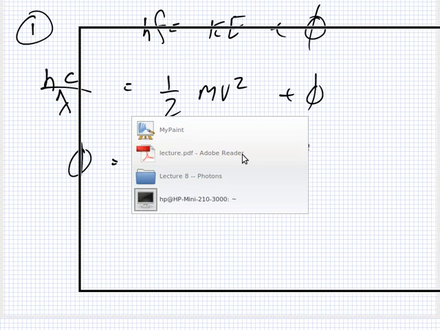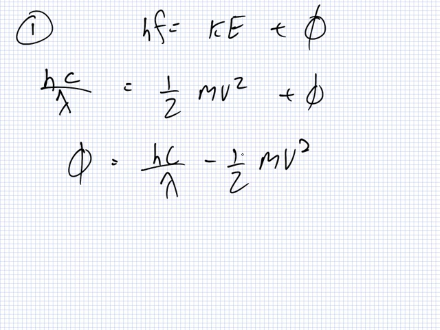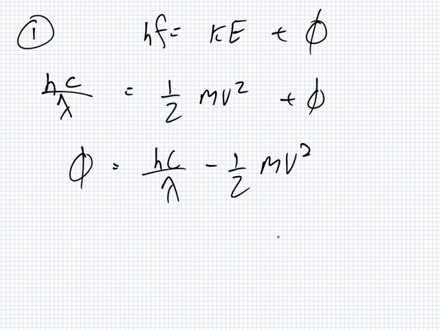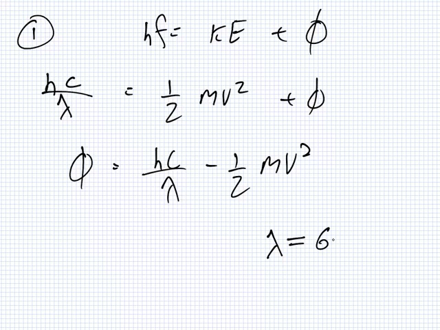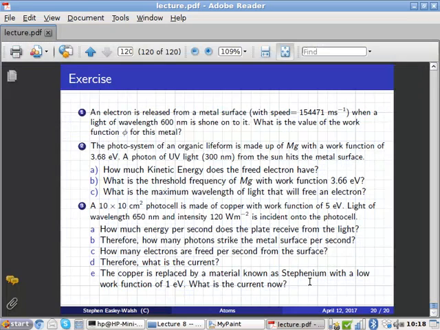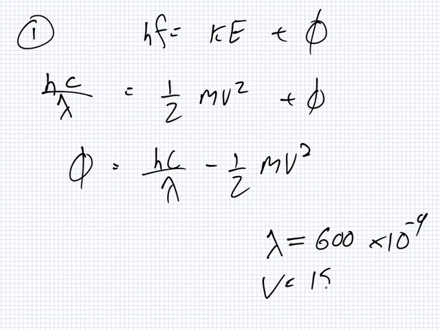Are you going to type that in for me? Let me just write down the info. The only info that you really need is lambda equals 600 nano and v equals 154471.